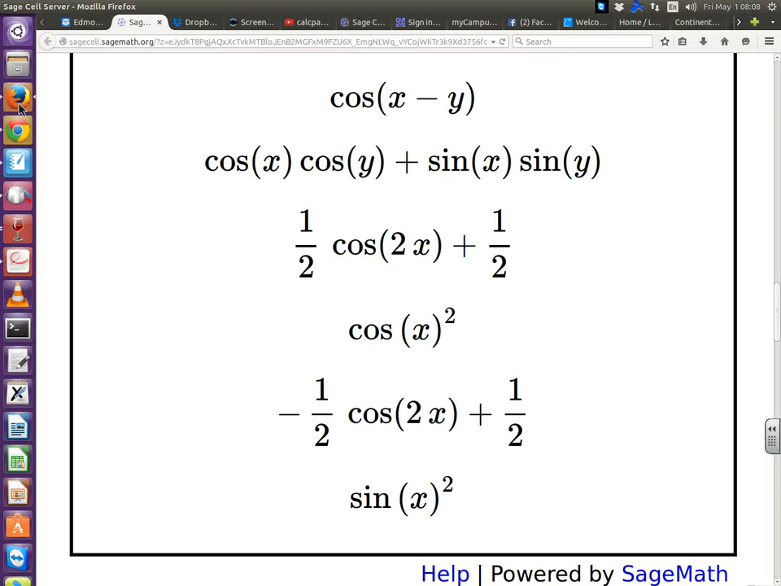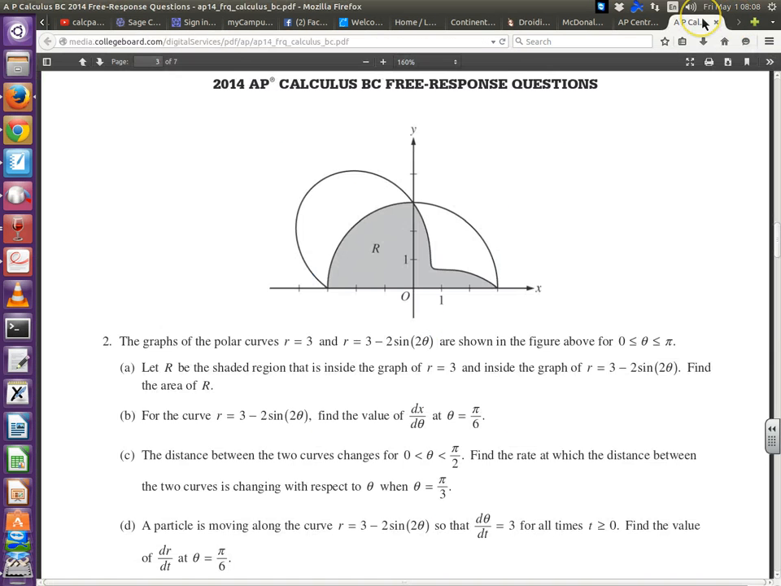All right, so let's go back to the question. Where did I put it? Ugh, it's way over here. Okay. All right, what's part B? For the curve r equals 3 minus 2 sine 2 theta, find the value of dx/d theta when theta is pi over 6. Well, remember that x equals r cosine theta, and r is stuff. So how do you get dx/d theta? Differentiate r cosine theta, and then plug in pi over 6. Again, you don't need a calculator for any of this. Pi over 6 is a reference angle, right?